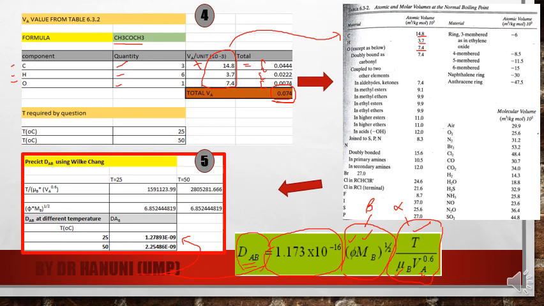The same goes for calculating the DAB at 50 degrees C. The only difference is the temperature that you substitute here, and of course the value of mu B that you use here. Of course, you use the mu B at a temperature of 50 degrees C instead of 25 degrees C. And remember that the temperature here, you should use in Kelvin, not in Celsius, so you have to do some unit conversion. Okay, that's it.